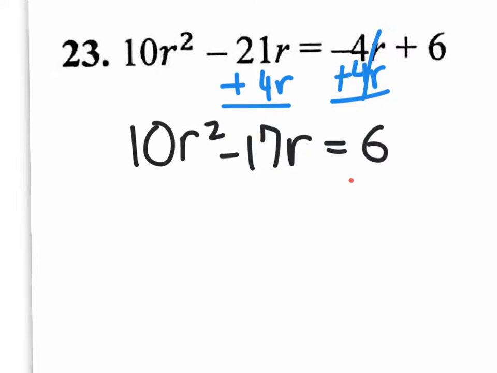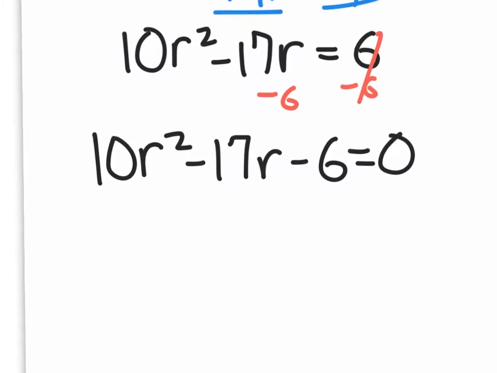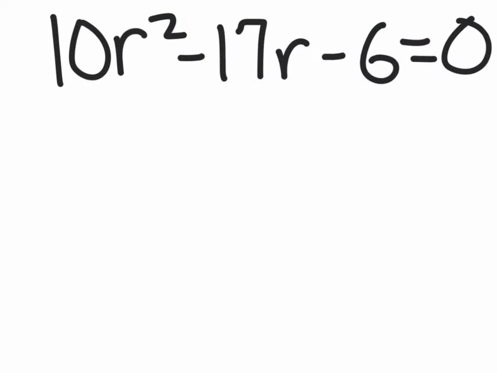And then we're also going to get rid of the 6 by subtracting 6. That'll cancel it out. You will get an equation equal to 0. And once you have that equation, what we're going to do is try to factor out a GCF, but there's nothing to possibly pull out. There's nothing in common. So we are going to have to jump to the multi-step process.